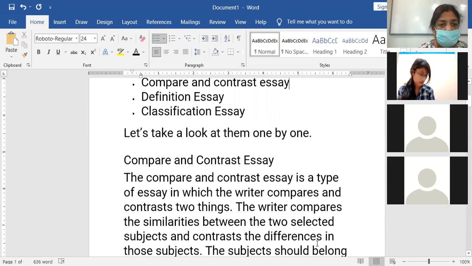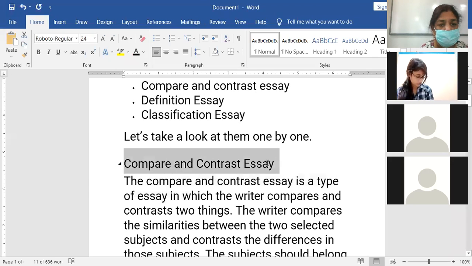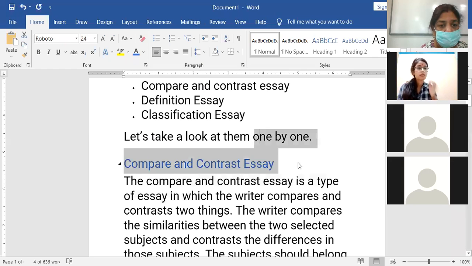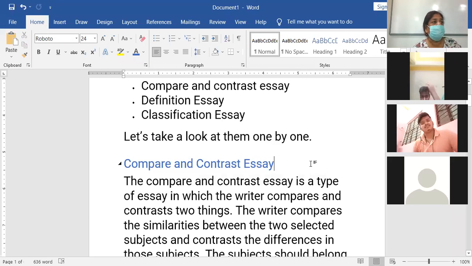I'm taking it randomly. So, compare and contrast essay. What do you mean by compare and contrast? When you're comparing and contrasting, this also comes under the expository writing style. The compare and contrast essay is a type of essay in which the writer compares and contrasts 2 things.